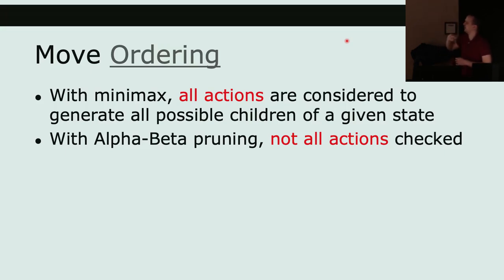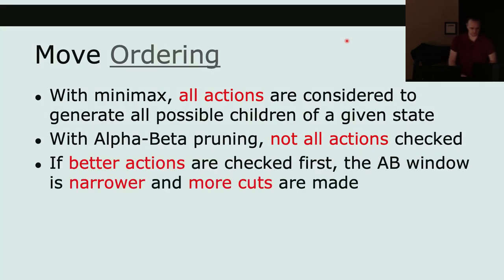And so with Minimax, if we have to check all of the actions anyway, then the actions could be in any random order. It doesn't really matter, right? Because we have to check them all. But in alpha beta, it does kind of matter what order the actions are in. And it turns out that if the better actions come first, meaning either the more positive actions for me or the more negative actions for the other player, then the alpha beta window will narrow faster and we will actually get more cuts in alpha beta.